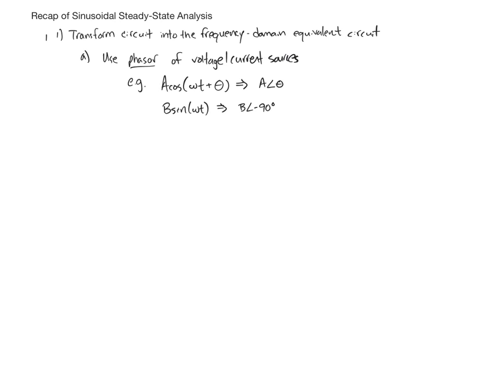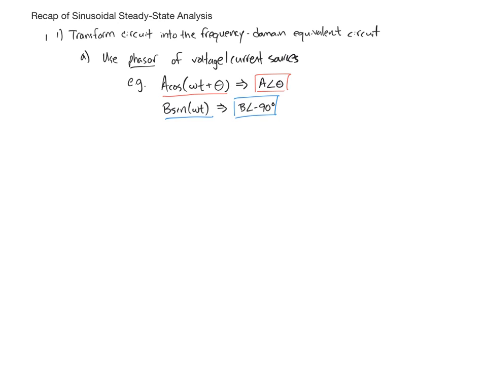So for example, if we want to convert the time domain expression A cosine omega t plus theta, in the frequency domain, the magnitude or the amplitude of that is A with a phase angle of theta. We only need those two parameters, magnitude and angle. If we want to convert the time domain expression B sine omega t, that in the frequency domain is B at an angle of -90. The reason it's -90 is because we convert all sines to cosine form first, and that's a -90-degree phase shift.